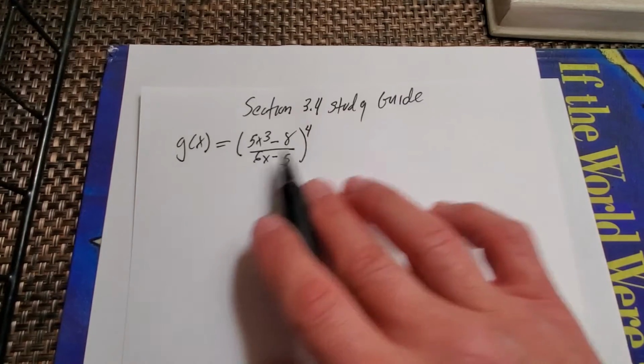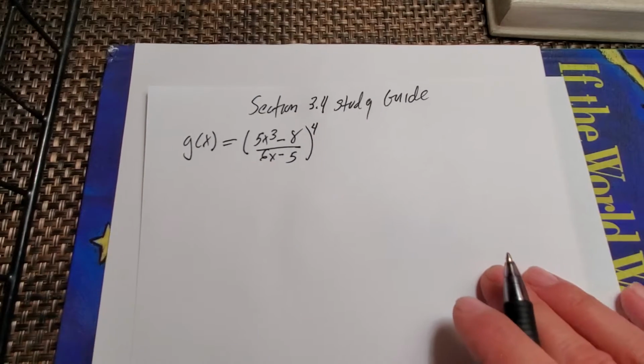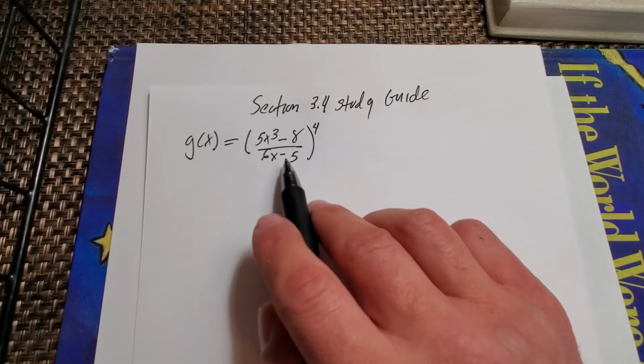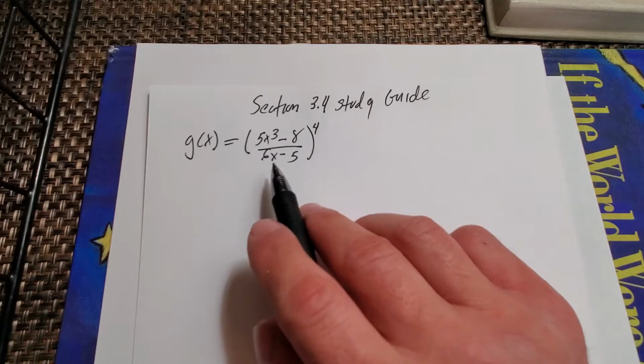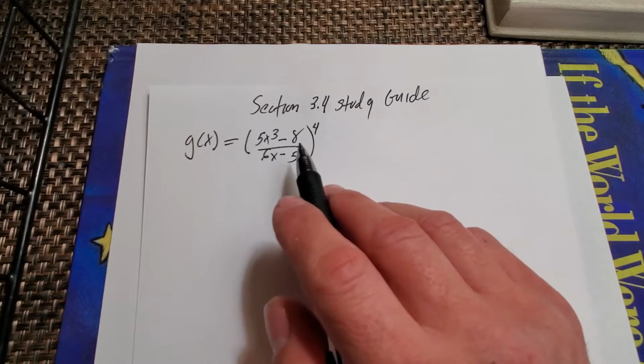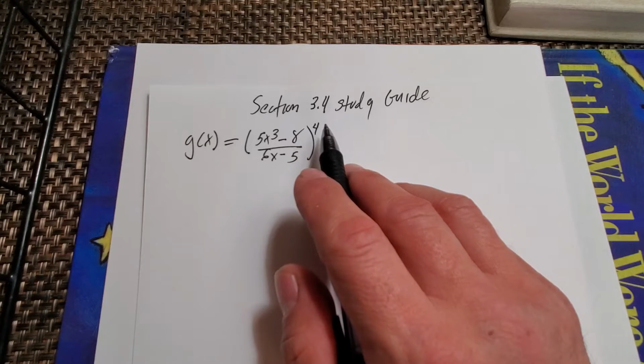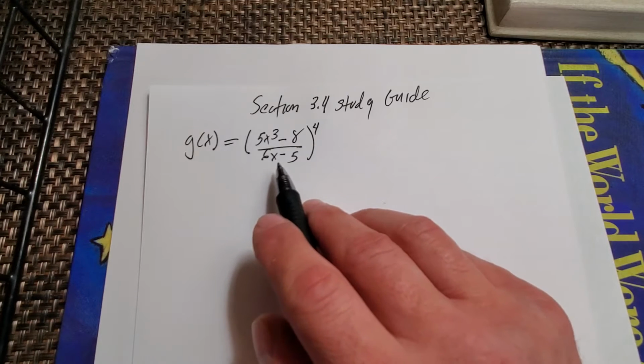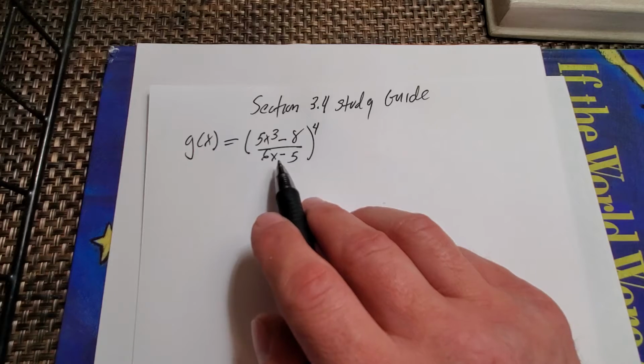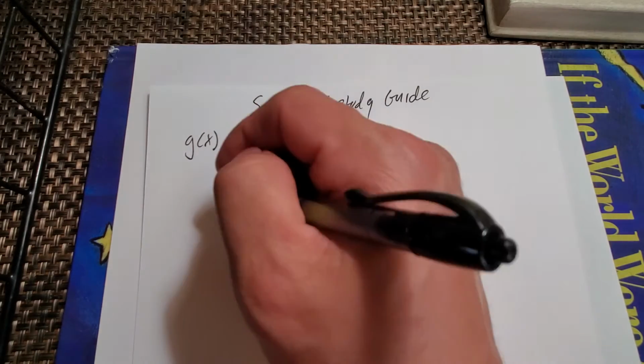Section 3.4 study guide, first problem. So here's what we're going to do. We're basically going to use a chain rule first because this is something to the fourth power, and then we're going to have to use a quotient rule to find the derivative of the inside. All right, so here, this is what it looks like.